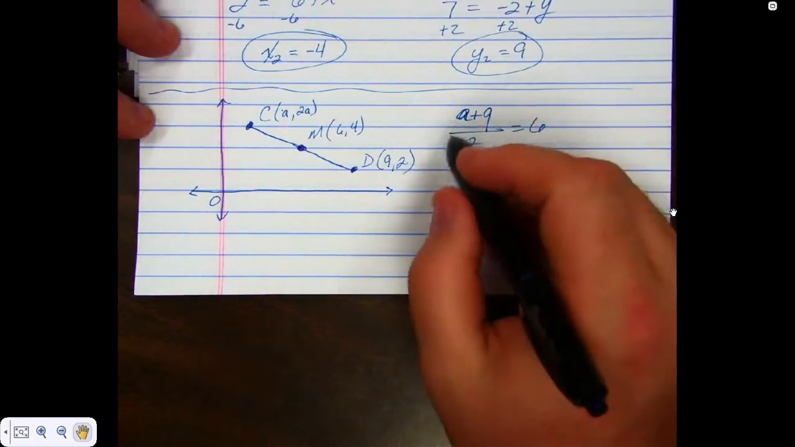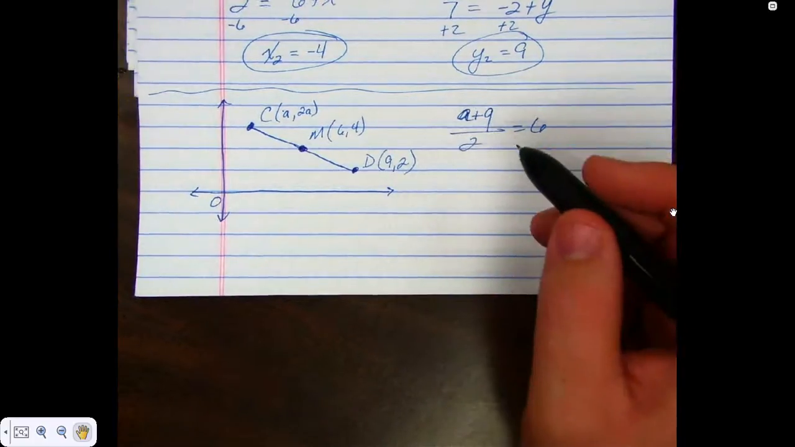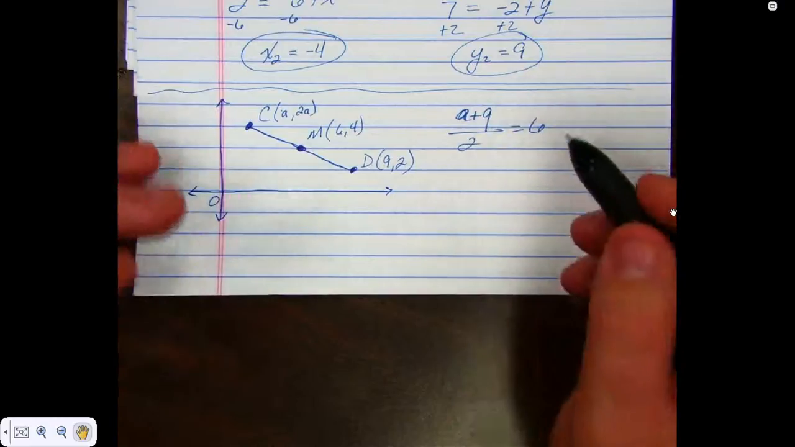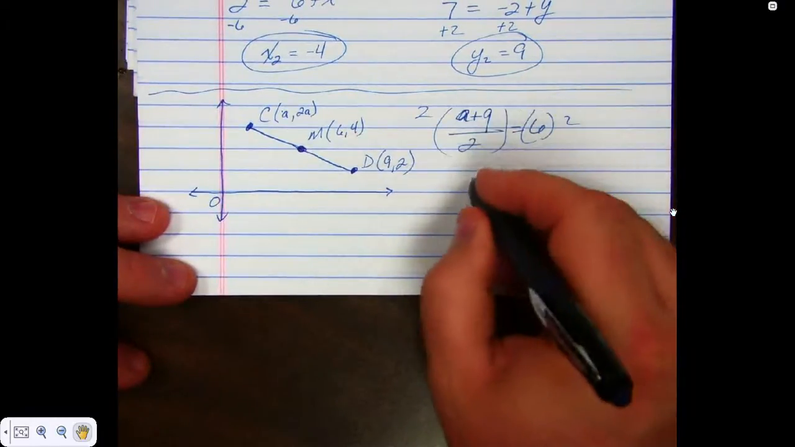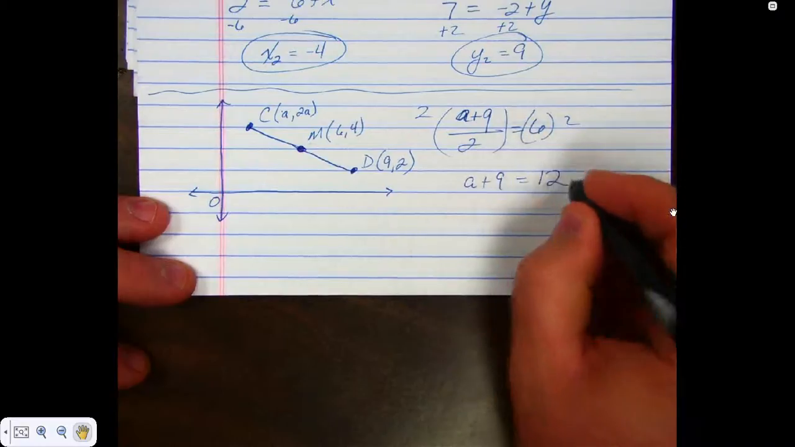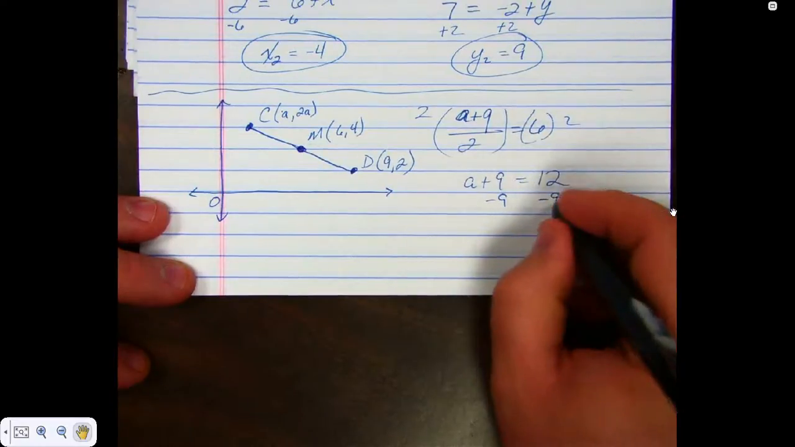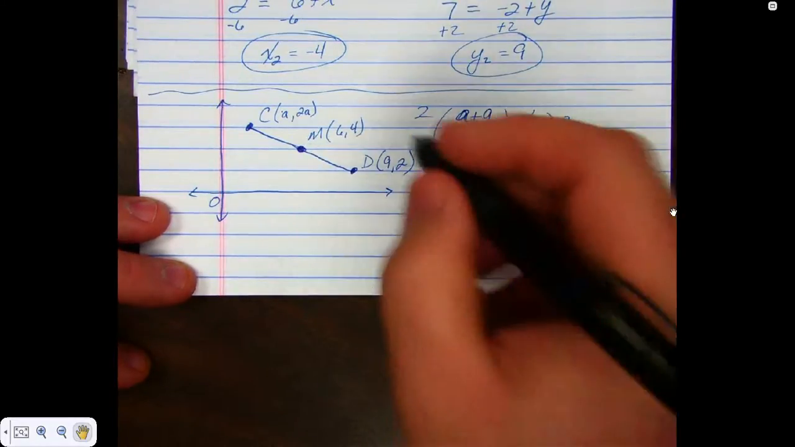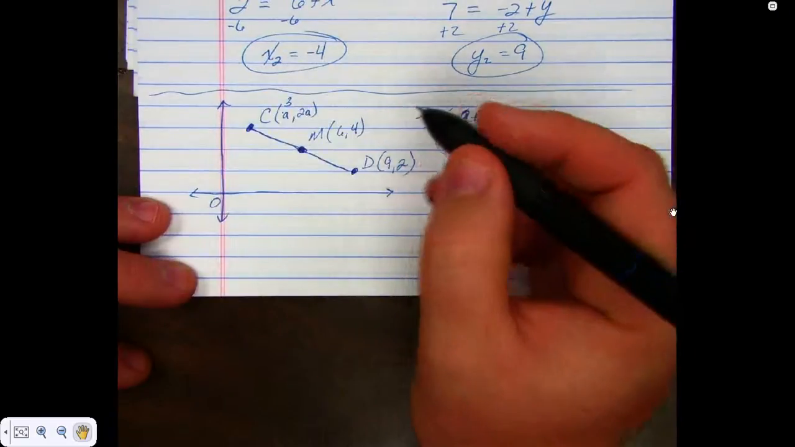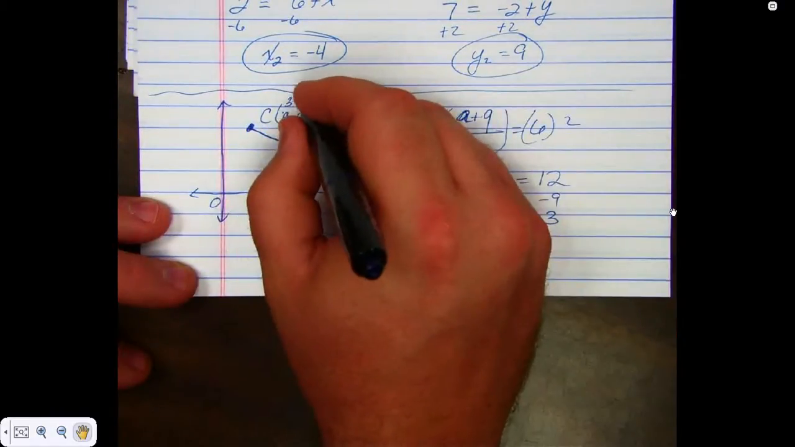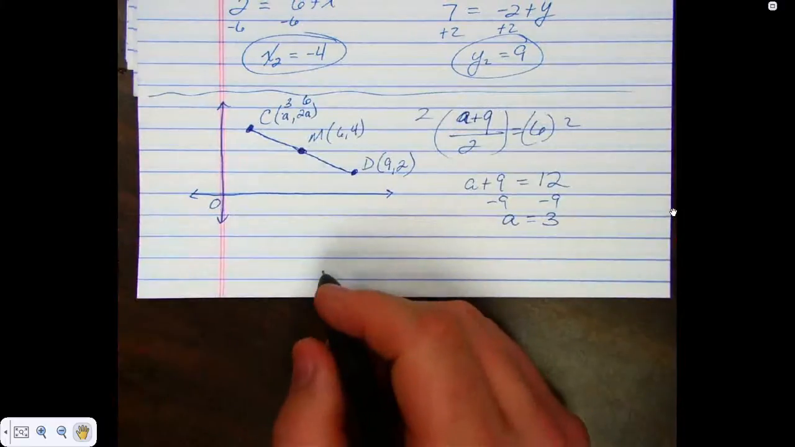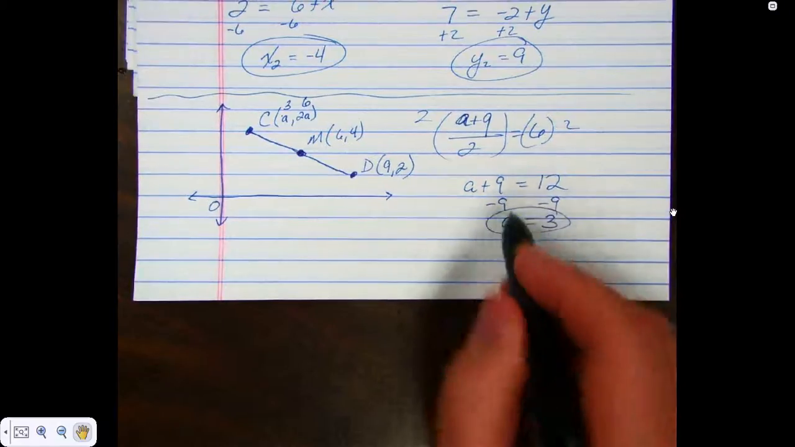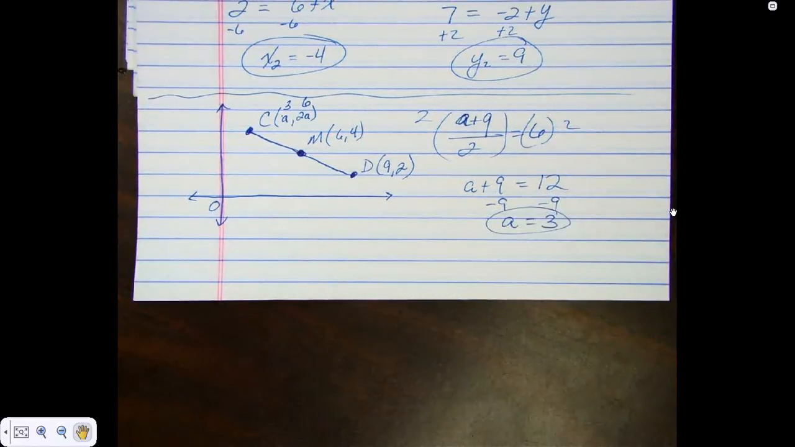Believe it or not, to just find A, I don't need to make another equation. Multiply both sides by 2. A plus 9 is equal to what? 12. Subtract 9, A is equal to 3. So that makes this what? 3. And this what? 6. Now I've got the coordinates of each one. And all I asked us to find was A, wasn't it? So there you go.